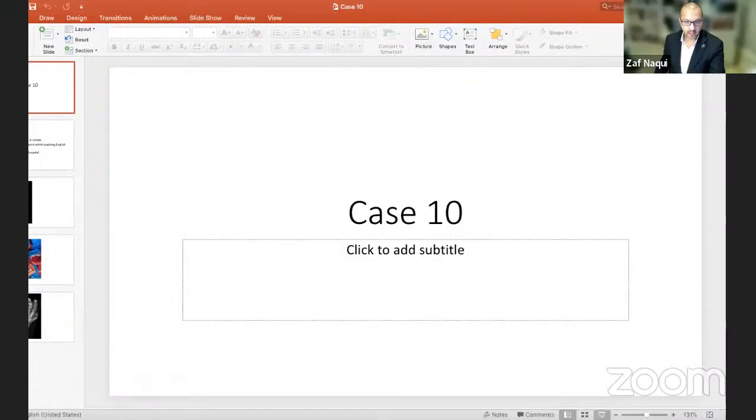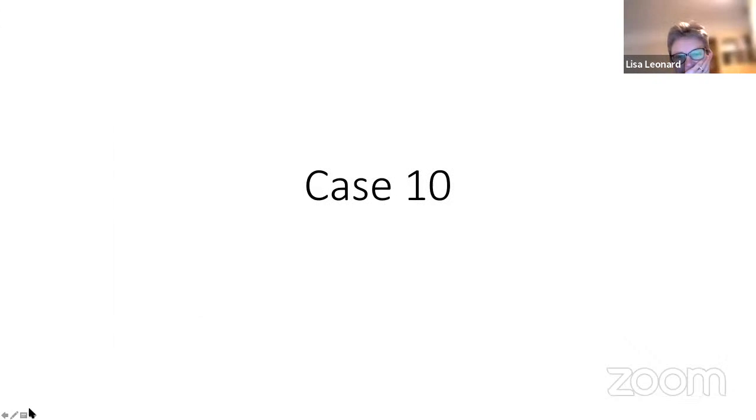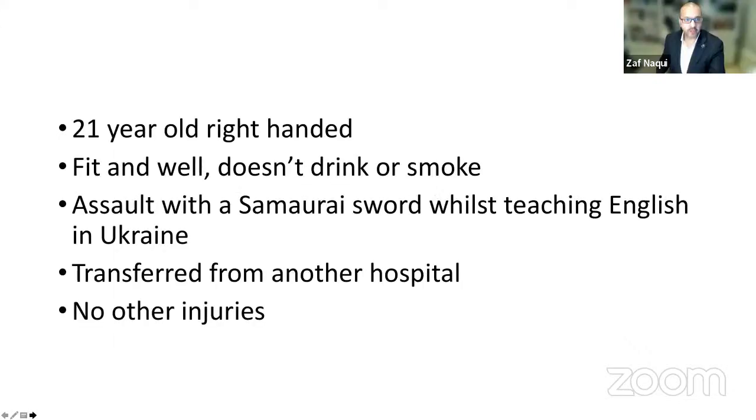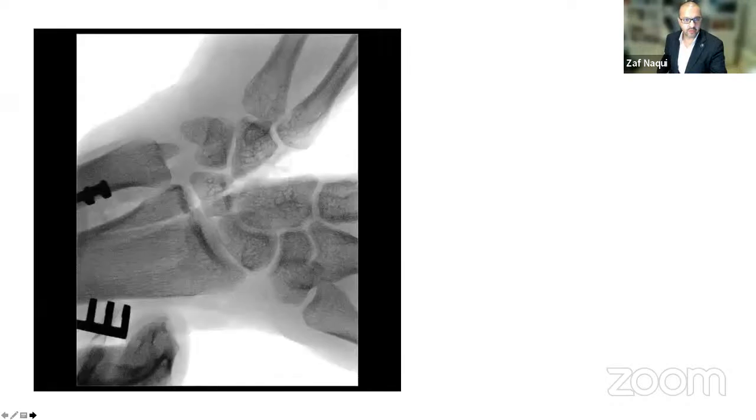So here's the final case I'm going to share with you. So 21-year-old, right-handed, fit and well, doesn't even smoke, assault with a samurai sword and transferred from another hospital with no other injuries. So this is the initial x-ray, samurai sword injury.